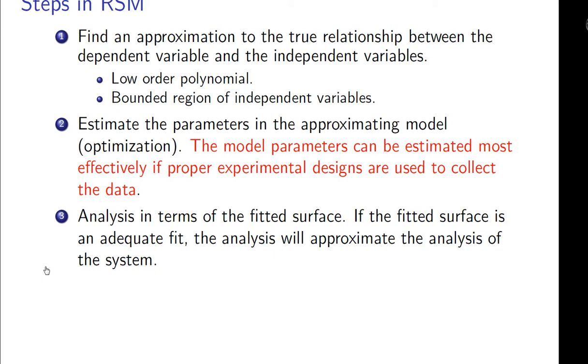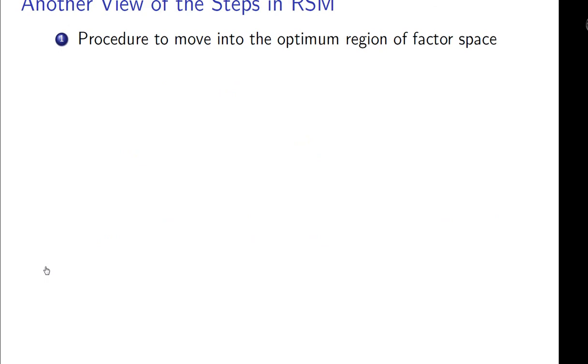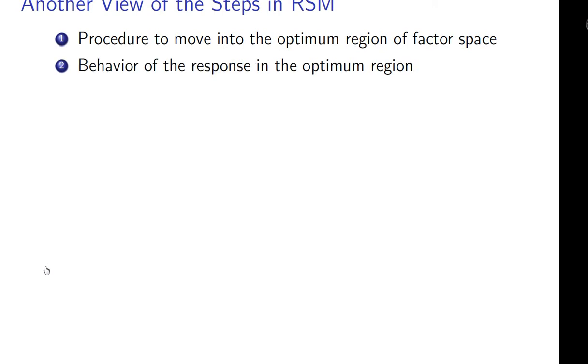But another way of viewing these same steps in response surface methods is to first start with a procedure to move into the optimum region. Now, when I say optimum region of the factor space here, I'm meaning a region in which there's the maximum, or a region in which there's the minimum. Optimum meaning the choice of whichever you're looking for. And you need a procedure to do that. And typically, that procedure is an optimization method.